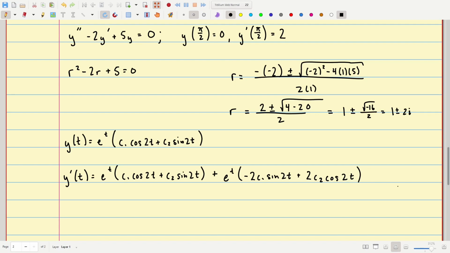All right. Now that we have our derivatives, what we can do is apply our initial conditions. It should be fairly straightforward. Evaluating sine and cosine at pi over 2 is pretty easy. So we're going to get 0. We're going to get e to the pi halves times c1 cosine of pi plus c2 sine of pi, as the 2's multiply out. Cosine of pi is -1, sine of pi is 0.